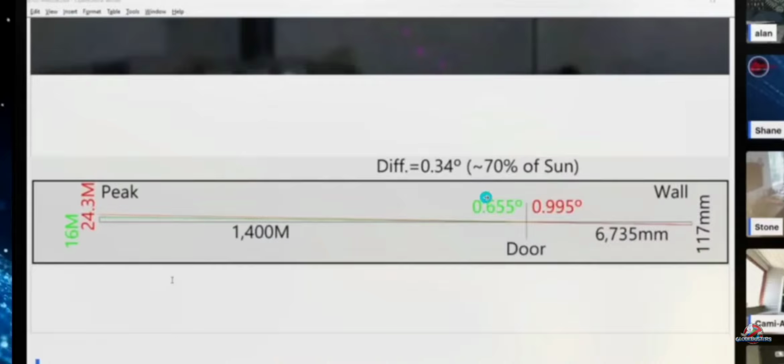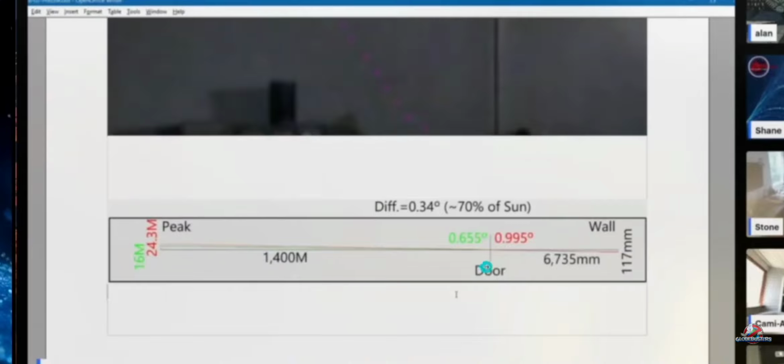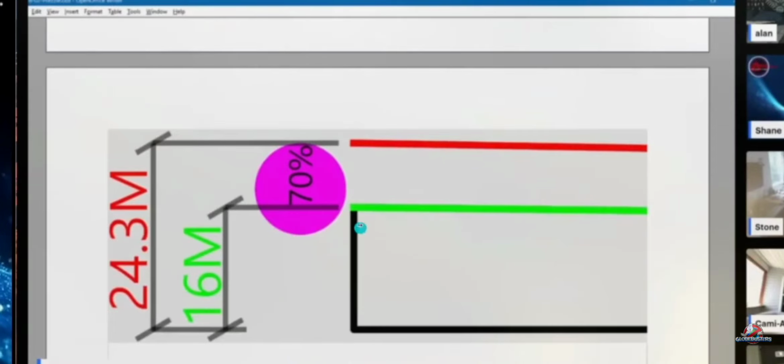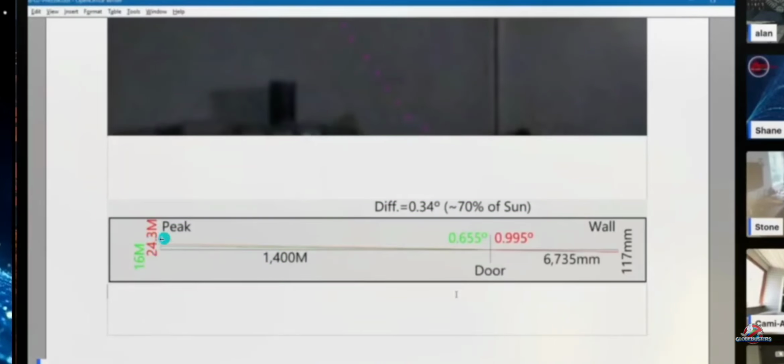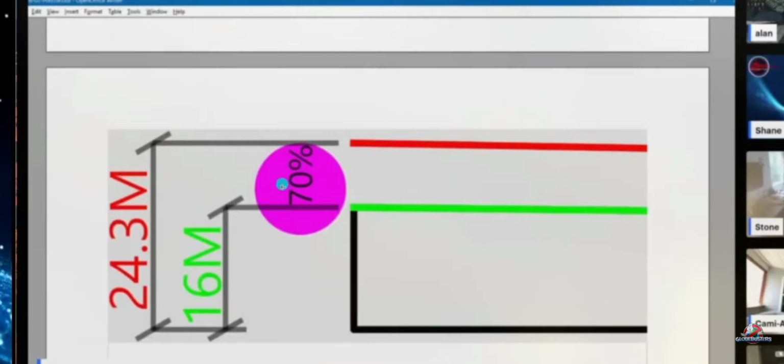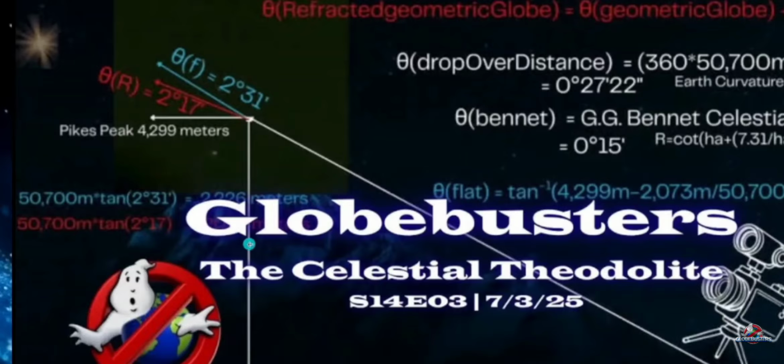That's not what the globe predicts. That's what a flat Earth predicts for a sun that's moving away from you. So to put that in perspective, and anyone can repeat these measurements. So this is accounting for that hill elevation difference. This is what that looks like geometrically on the other end of this triangle here. So the sun being 70% visible, and then accounting for the hill blocking it as well.